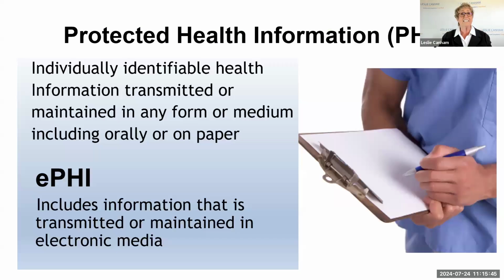It becomes protected health information when it's individually identifiable. So anytime there's a patient's name or identifying information, date of birth, social, now it's considered PHI, protected health information, and that's information that's transmitted in any form or medium, including orally and on paper. Electronic protected health information, or EPHI, includes information that's transmitted or maintained in an electronic media.